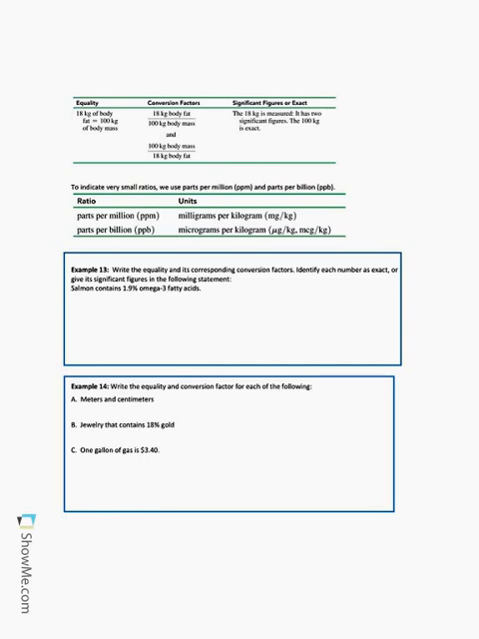Okay. Example 13. Write the equality and its corresponding conversion factors. Identify each number as exact or give it significant figures in the following statement. Salmon contains 1.9% omega-3 fatty acids. Therefore, there are 1.9 grams of omega-3 fatty acids in every 100 grams of salmon. Okay? This is the measured number. This is the exact number.